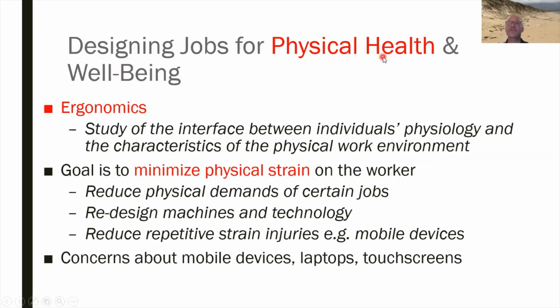The last part is designing for health, and it's physical health and mental health. So physical health, the key term here is ergonomics, the study of the interface between an individual's physiology and the characteristics of the physical work environment. Now that is a mouthful, isn't it? Essentially, ergonomics is just designing the job so people aren't hurting themselves. Classic examples could be something like a keyboard. You see those ergonomic keyboards where the keys are kind of slanted to reduce strain on the fingers and wrists.